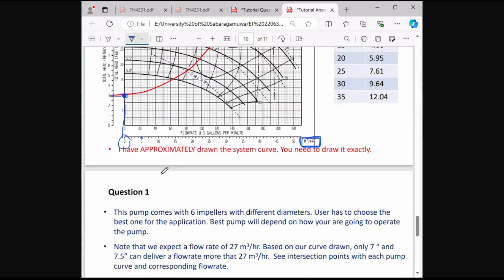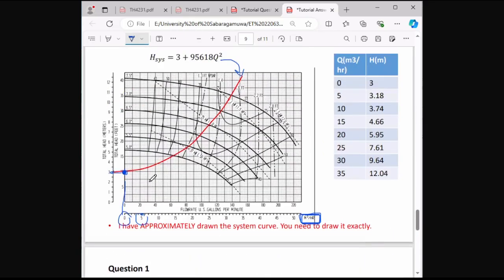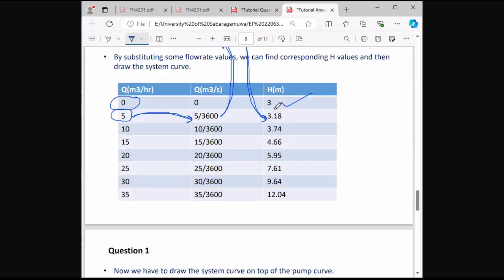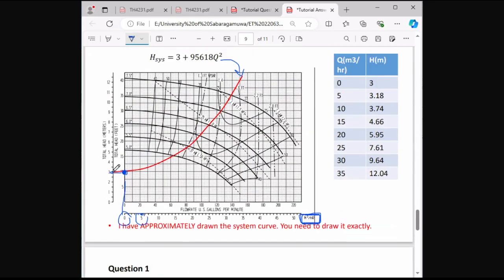Okay, then the next value, you can draw another point here. According to this 5 point, the value is 3.18. 3.18 is a very close value to this one, you can draw here. Okay, then the next point is 10. Okay, this 10 point.